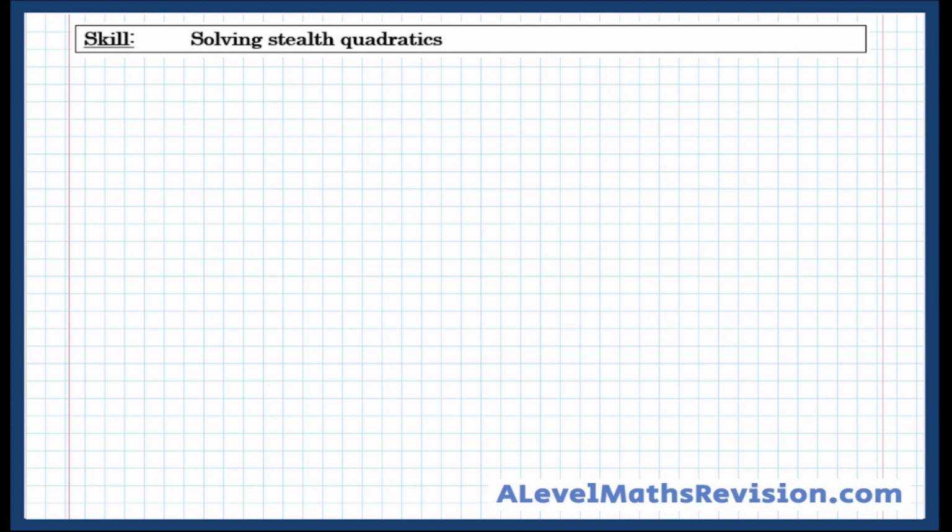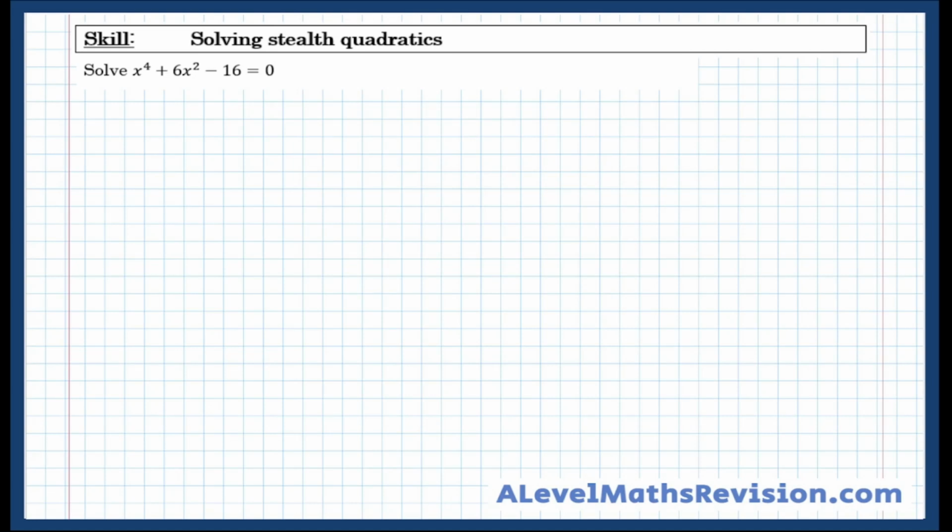In this lesson, we're going to have a look at solving equations that reduce to quadratics. I call them stealth quadratics, but they can also be called hidden quadratics or equations reducible to quadratics. So let's start off with an example to show you exactly what I mean by that. And here's the first example.